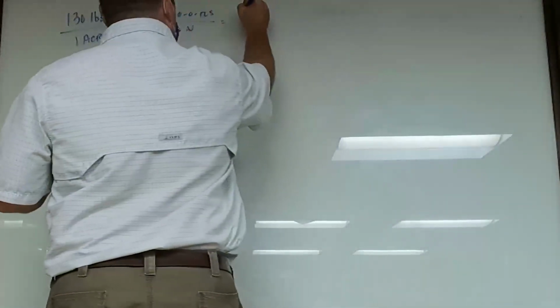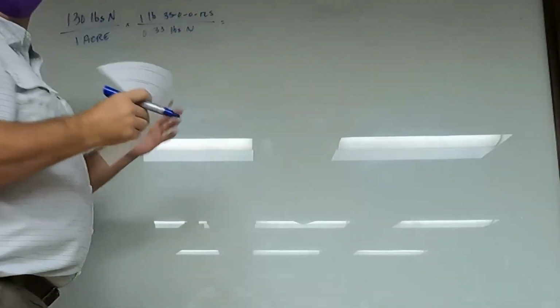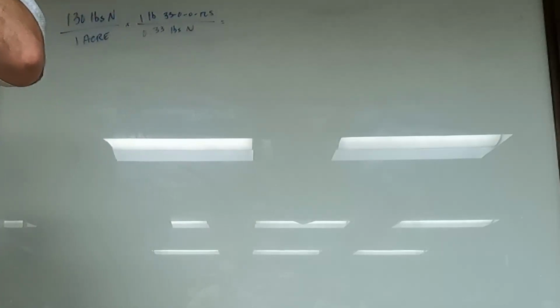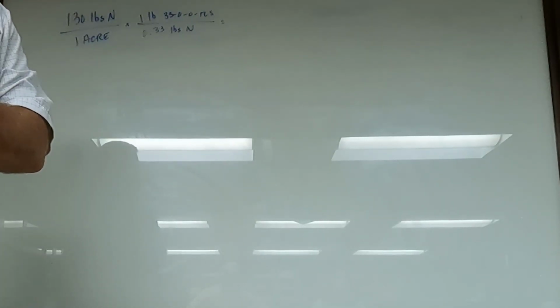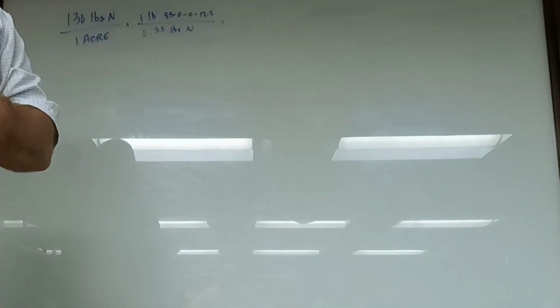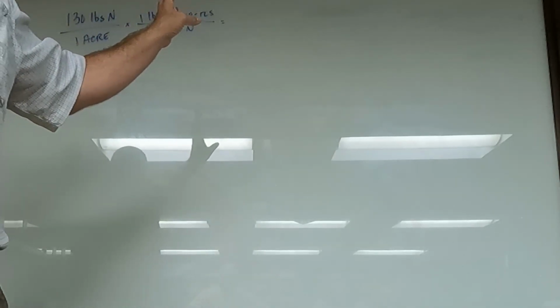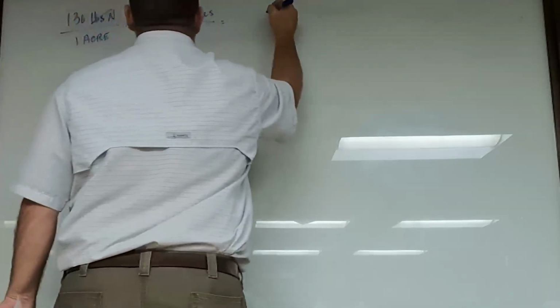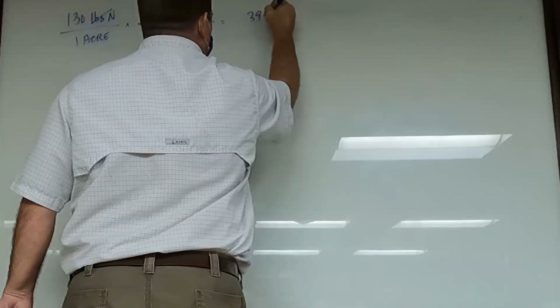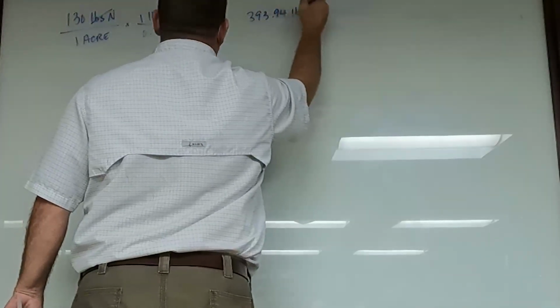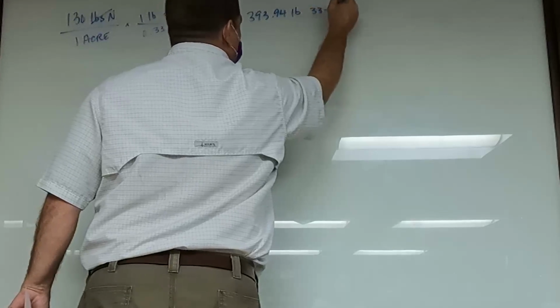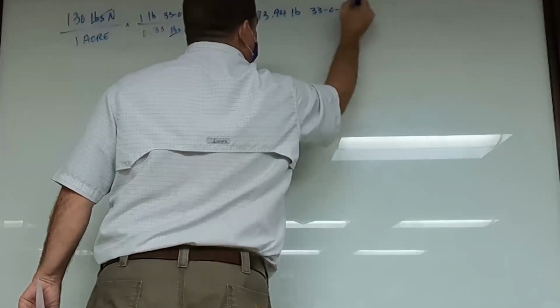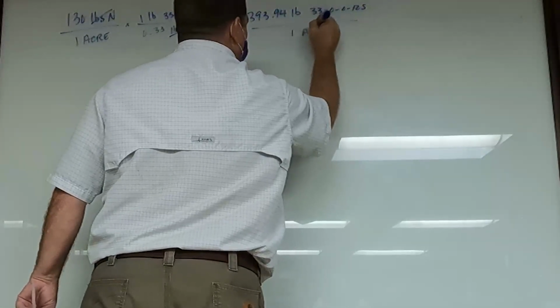Okay, so I guess the reason why I set this up is because some of us might get a little turning in our stomach. Remember chemistry class, they call this stoichiometry. Y'all remember that? Saw some eyes roll. You can cancel those units. And so we know that we need 393.94 pounds of 33-0-0-12S per 1 acre.